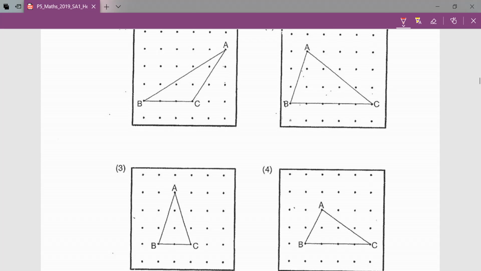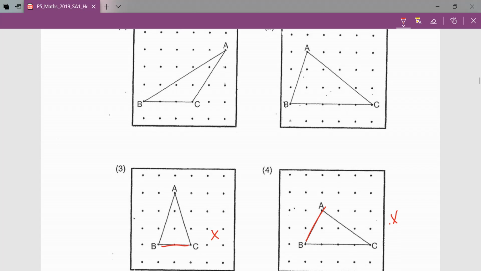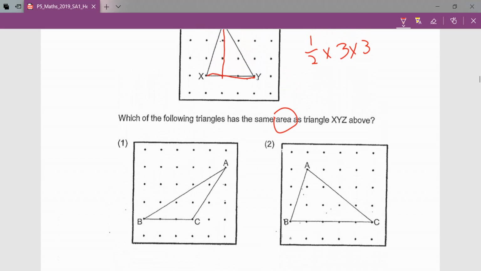Look at option 3 and 4, definitely out already because they're so small. This is only 2 units. This is very small, also out. Let's look at option 1 and 2. Option 1 looks promising. It has 3 units here. The perpendicular height is 1, 2, 3. Okay, this is the perpendicular height of the triangle. So yeah, this is the area as well. So answer is 1.